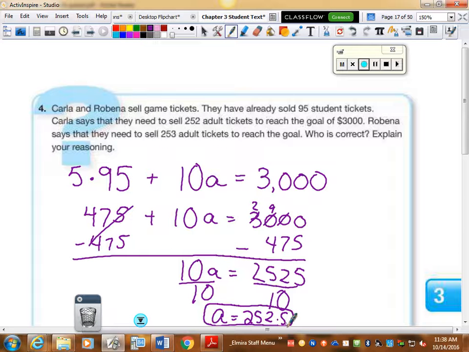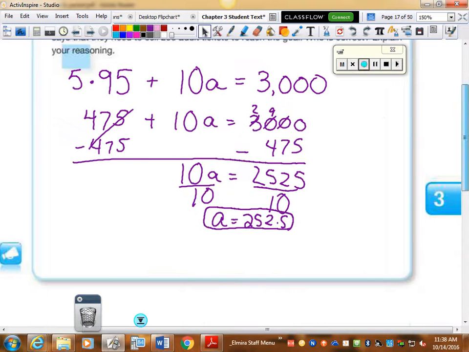So mathematically it seems like neither of them are correct. But, guys, can you sell 0.5 of a ticket? No. If they sell 252, they're not going to quite make it. They have to round up to 253.